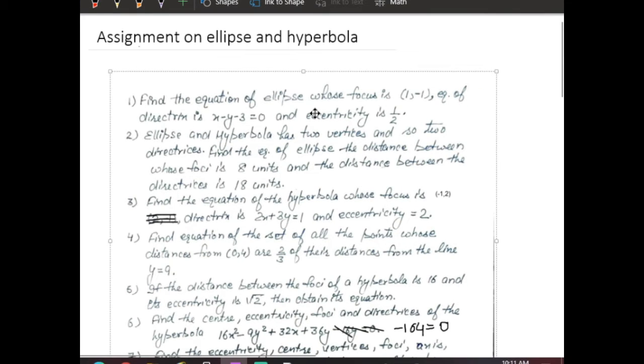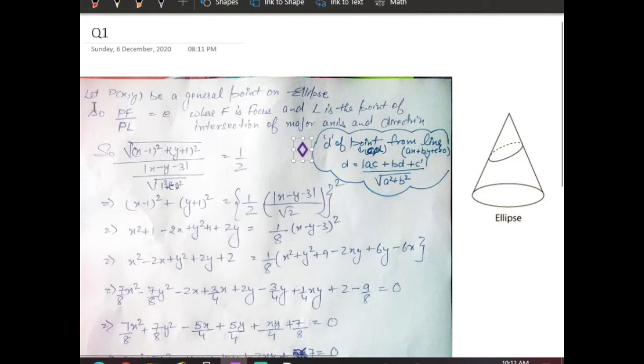Find the equation of ellipse whose focus is (1, -1) and equation of directrix is this and eccentricity is half. See, the question is very simple, but whenever you see any question, you must look for its specificness. Mean, is it the most general case or the most specific case or somewhat specific? You must analyze it just to develop the techniques at the second step. So here's the question. So the solution is here.